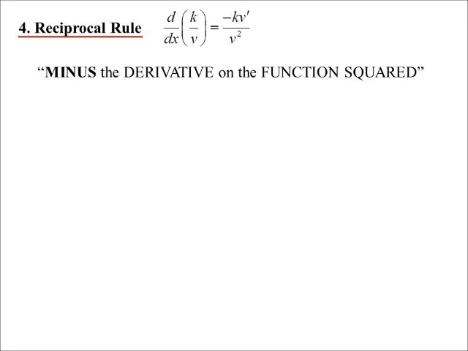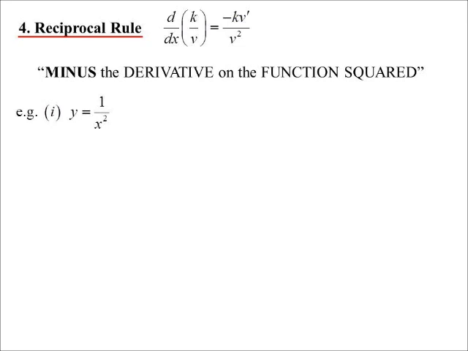What it means is you can differentiate something like 1 on x squared, which, yeah, okay, it's not that hard, but you don't have to go in and out of index form. Because I've got something with a constant on top. So I say minus the derivative on the function squared. Well, minus the derivative of what? Well, it's got to be the derivative of the bottom, because we've got a constant on the top.